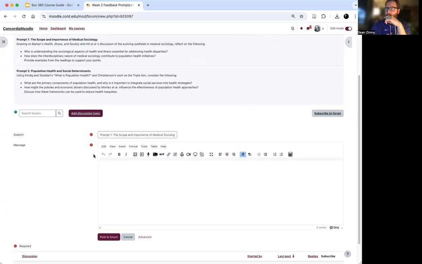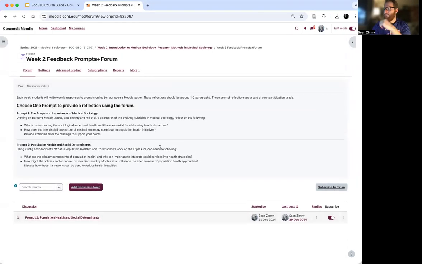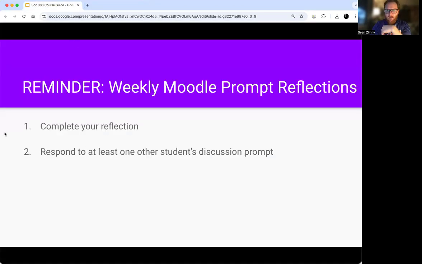And then you're going to respond to that prompt and write your response in there, post to the forum. And then you're going to see other people's posts in here and you're going to reply to at least one of them. Okay. That's all you got to do. That's what you need to do by the end of the week, every week, except for I think week 16 is the week that we don't do that. But that's what you need to do.